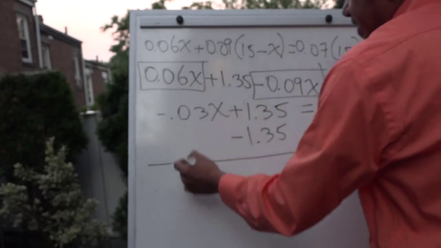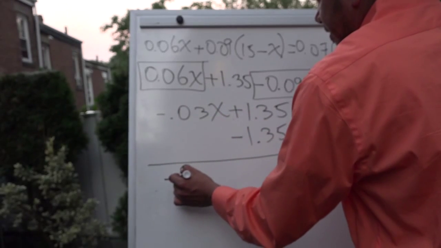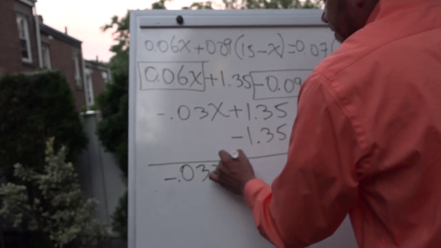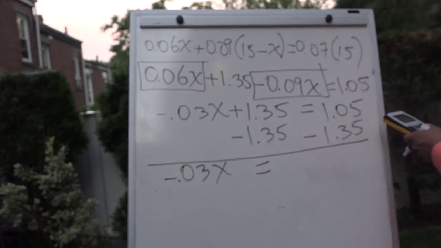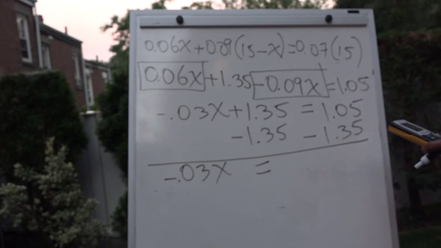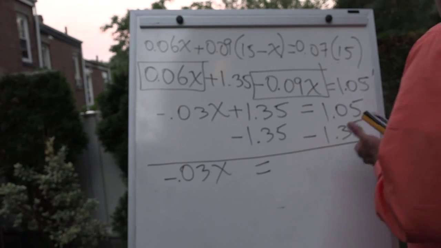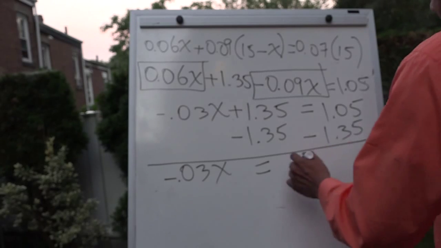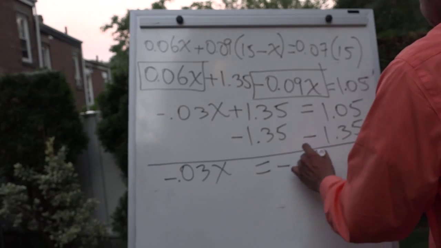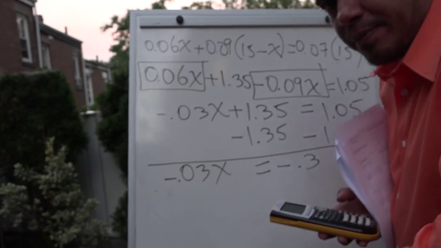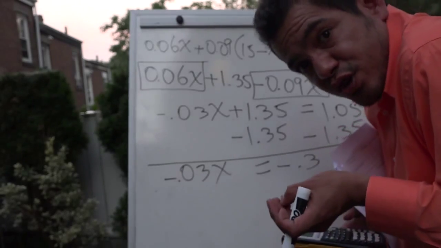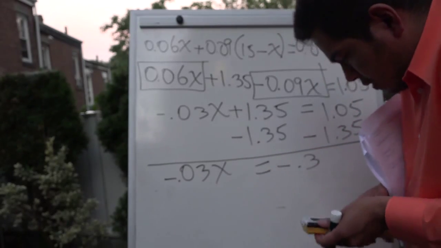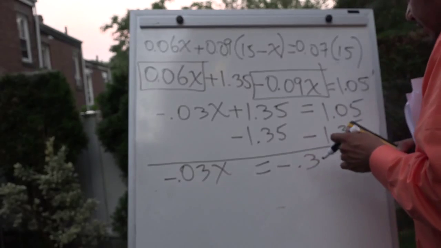Okay, so bring down the negative 0.03x, and now we're gonna do the following: 1.05 minus 1.35. That is negative 0.3. I am getting bitten all over the place because of you, because I'm making this video, and now bugs get away from me.